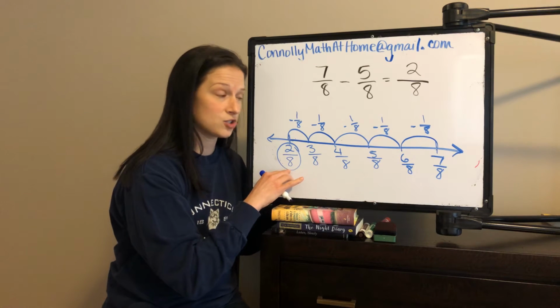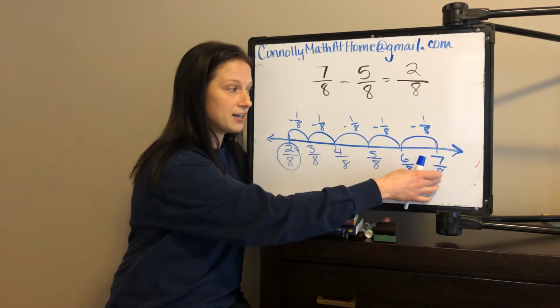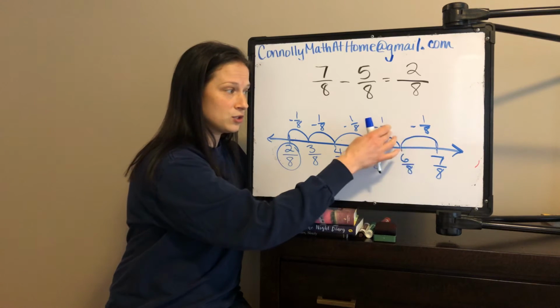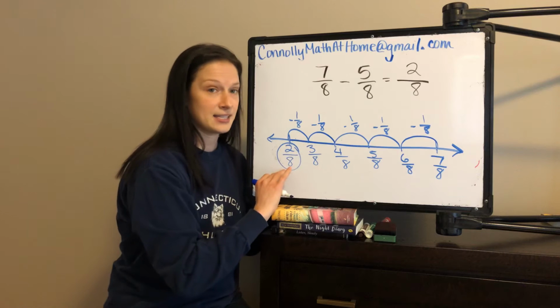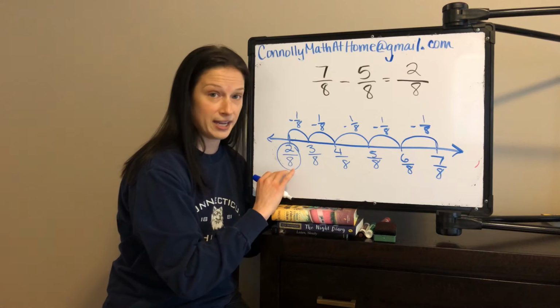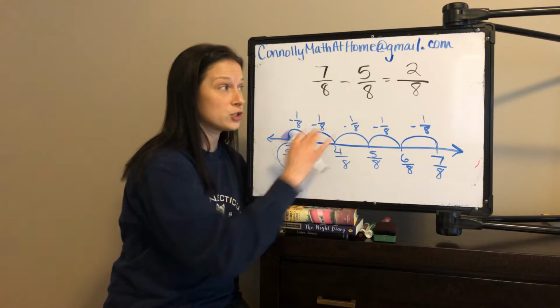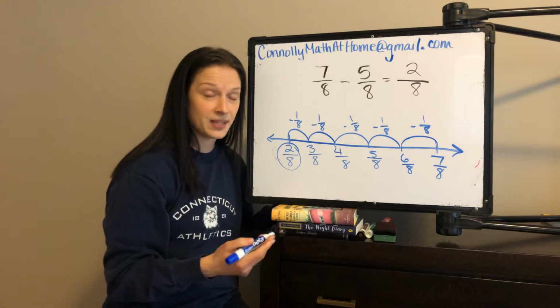So let's make sense of this strategy. 7/8 minus 1, 2, 3, 4, 5/8. I end at 2/8. So we see our same answer there.